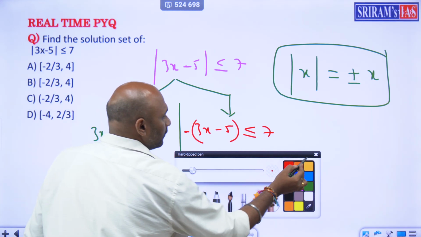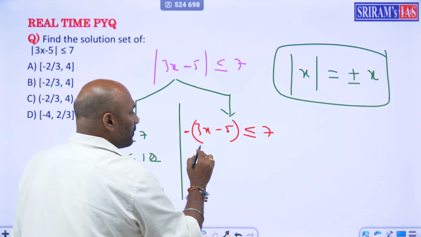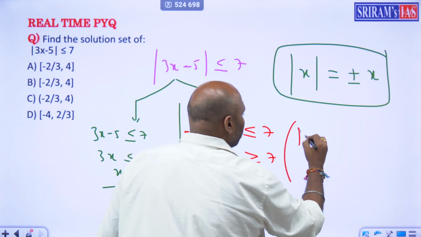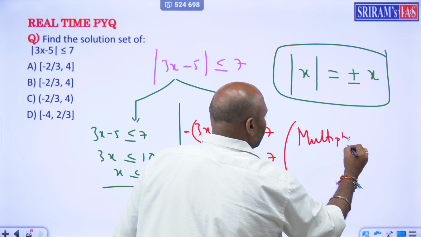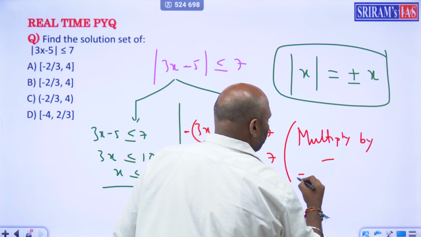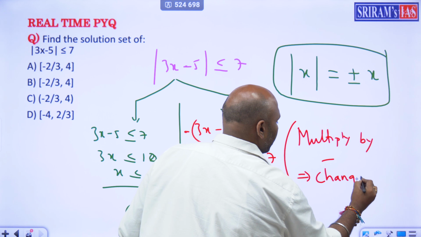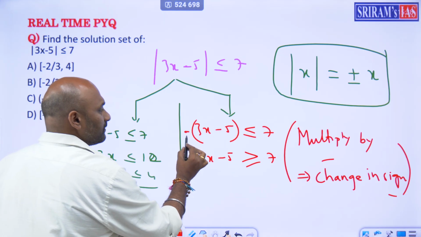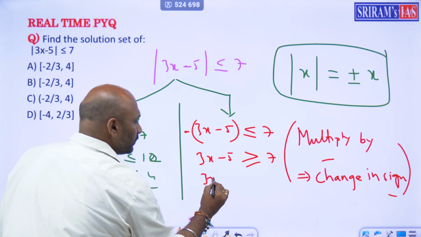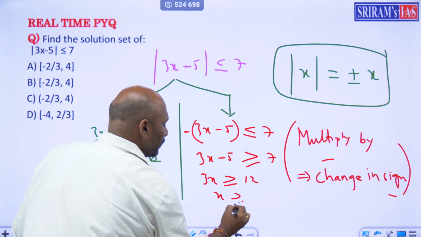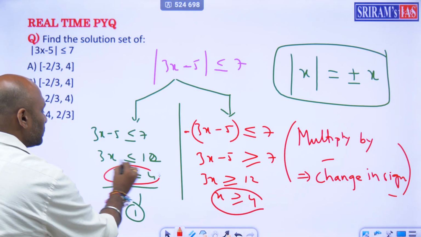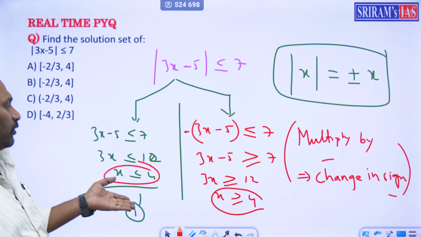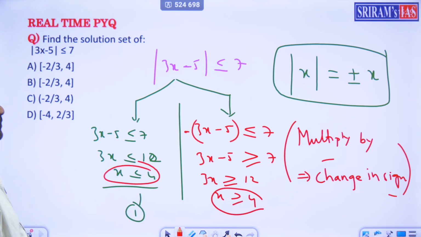Second equation: minus of 3x minus 5 is less than or equal to 7. If you multiply by minus on both sides, this becomes 3x minus 5 greater than or equal to minus 7. Multiplying by a negative implies a change in sign. That is a major part that you have to remember. Therefore, since I multiplied by minus, the less than became greater than. So x is greater than or equal to a value, I am getting two solutions. I need a value which is less than 4, and I need a value which is greater than 4. That is my situation right now.